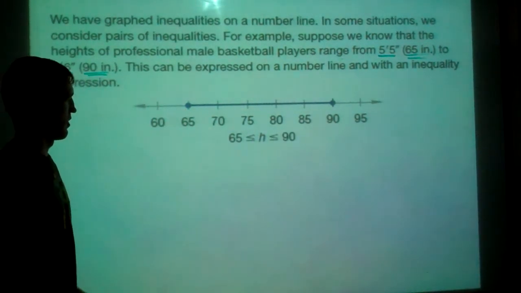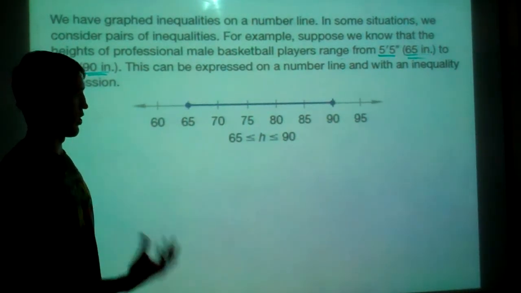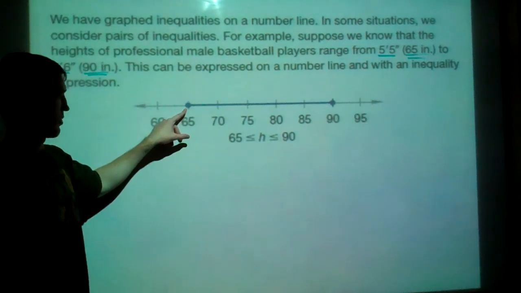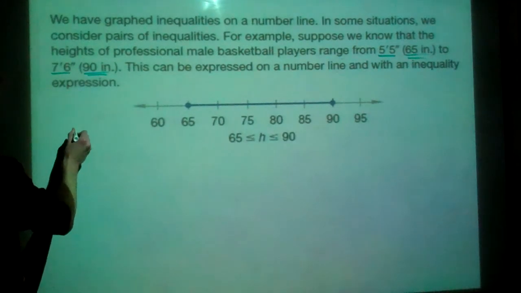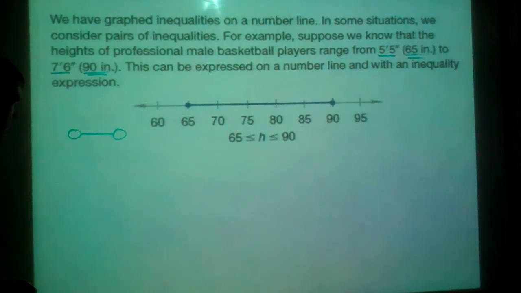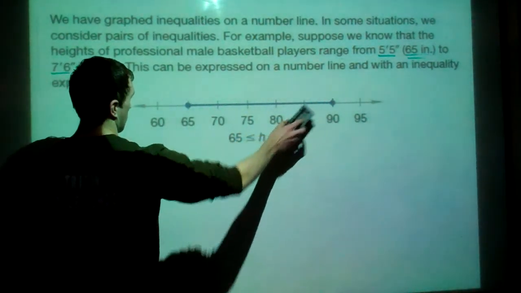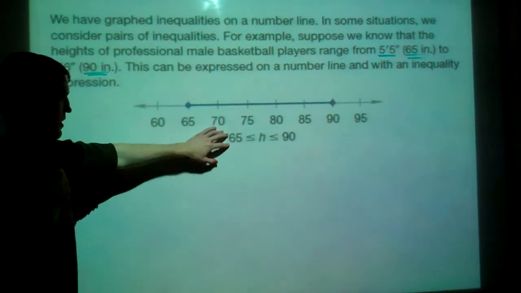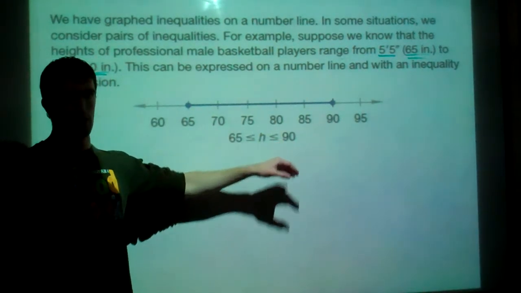Now, it's important to know that we include 65 inches and 90 inches in our graph. And the way that we show that is we have a closed circle on 65 and 90. Okay, closed circle. We've had open circles before, where we were not including some things, and we'll see what that looks like in a second. But we are including 65 and 90, so we want to show that by having closed circles. And here's how we would read the statement that follows. H is greater than or equal to 65, and H is less than or equal to 90.